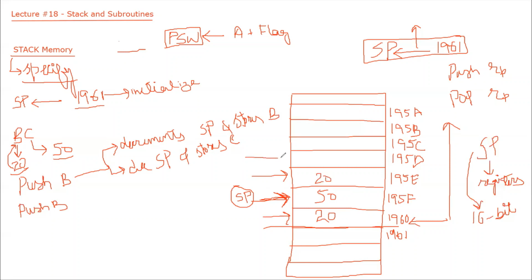Then again the stack pointer will be decremented, and here I will store 50. So you can see when a push instruction is executed, stack pointer is decremented 2 times. How many times? 2 times. One time it is decremented and we are storing the higher order byte. The next time it is decremented, we are storing the lower order byte. So this is the use of instruction push B. Okay, and it is a 1 byte instruction.